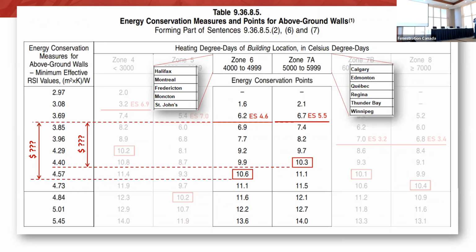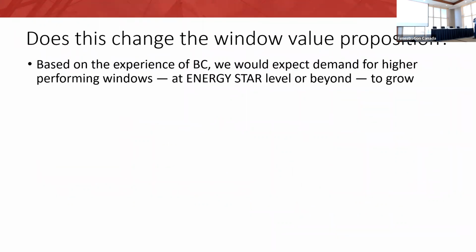I think I'll just zoom through this. And the question we asked at the end of this was, does this change the window value proposition? You know, for a long time, the builder just wanted the cheapest windows they could get because all windows were the same, right? Now, the builder might have to upgrade the insulation in a wall or the roof or in several parts.